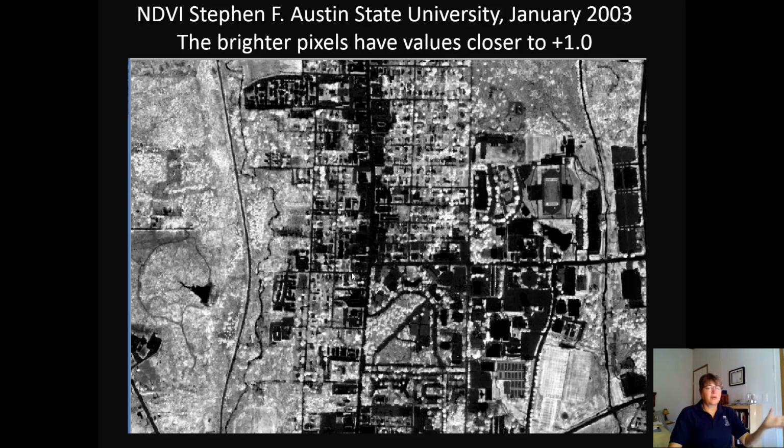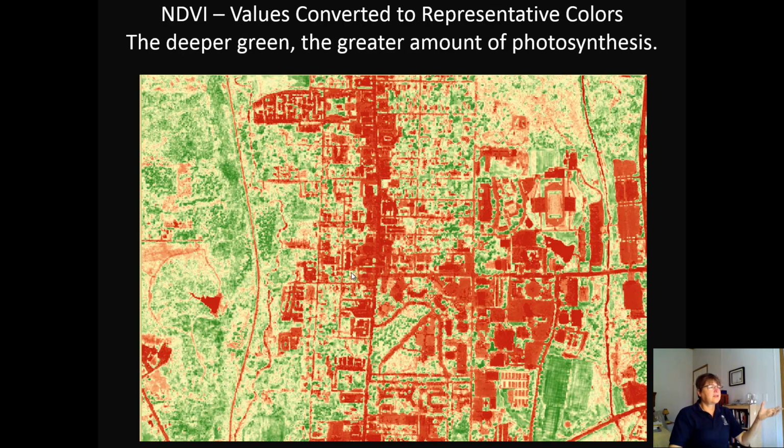I color-coded it so that anything with a positive number, anything more than 0, gets coded as green, which means it's living, it's doing that photosynthesis thing. The greener that is, the closer it is to +1, which means you've got the most photosynthesis going on. So we can find where the healthiest vegetation is. And anything with a red color is not living, it's not vegetation. The brighter and deeper the green is, the healthier it is. The less green it is, the less healthy it is.